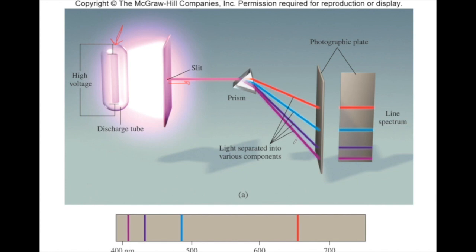We would see that for hydrogen gas, we get 4 distinct lines, which indicates that the light given off by hydrogen gas is made up of 4 different wavelengths. If we look at this through an instrument called a spectrometer, we can measure the wavelength of each of these spectral lines for hydrogen.